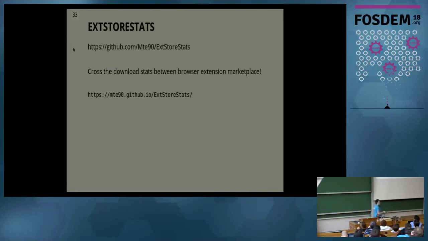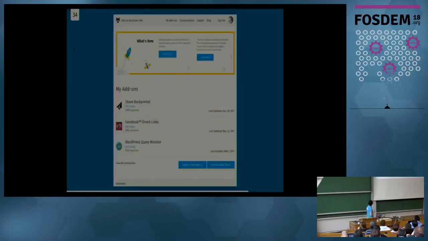I've also written a script because, as I said, the Chrome Marketplace is horrible. You cannot have a graph of the download statistics. So I've written a script that scrapes this data and crosses it also with Firefox, so you can see what is the best browser for your extension.